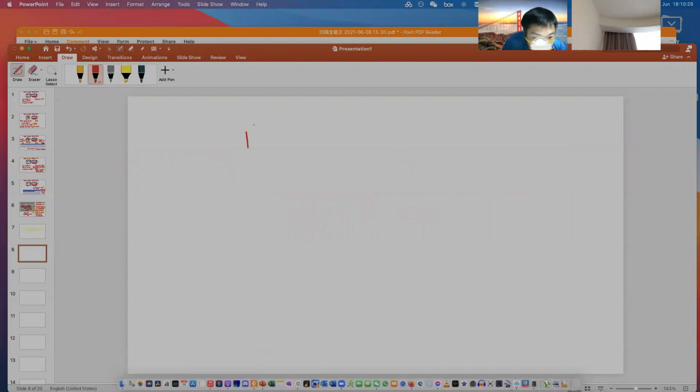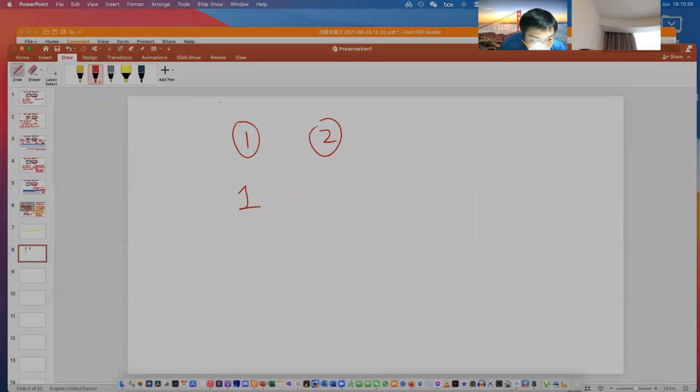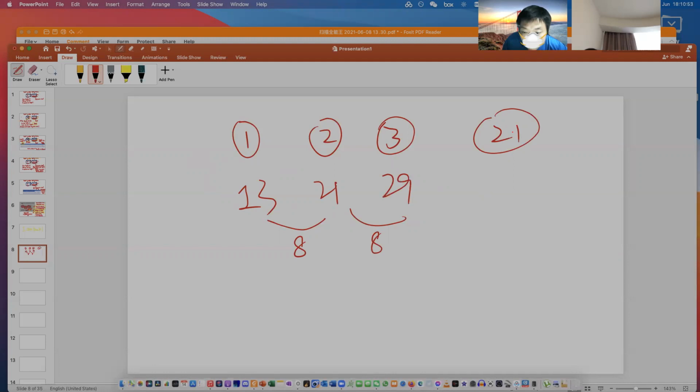a new pattern. The first odd number is 13, the second odd number is 21. This is 8, and this is another 8, which is 29. So basically they ask you to find the 21st odd number. So for the 21st odd number, make use of the formula, first number plus the difference. The difference is 8 here. So 21 you key in. That's why you get 173.